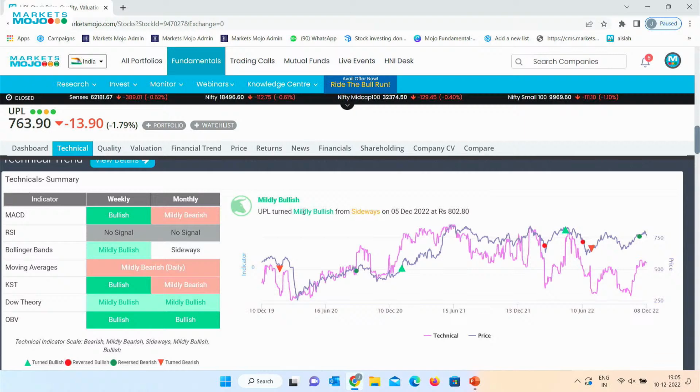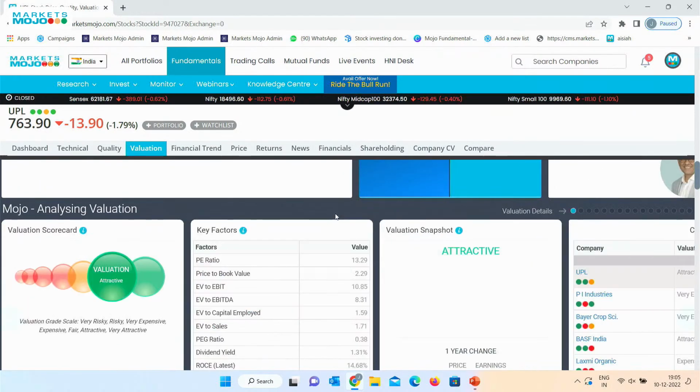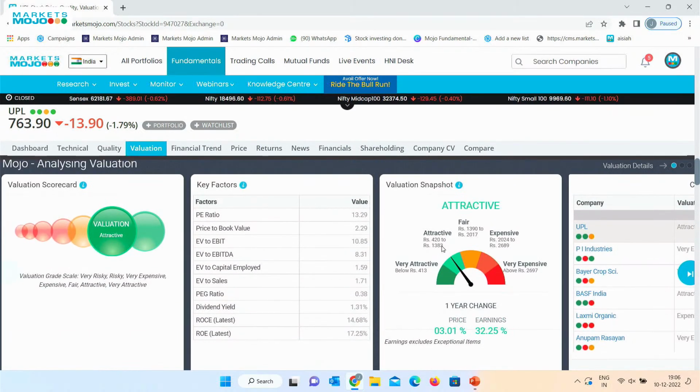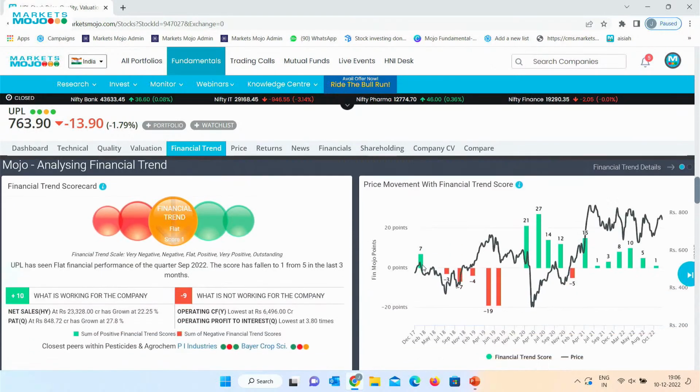Now, if you see, the company has turned mildly bullish from sideways, which is another positive. The company has moved slightly upwards, which is another positive over here. So two positives to start off with. Even the valuation shows attractive. This gives you an idea of a good entry point. If the stock was in the very expensive range, it has limited capital appreciation, but here the valuation is attractive as well.